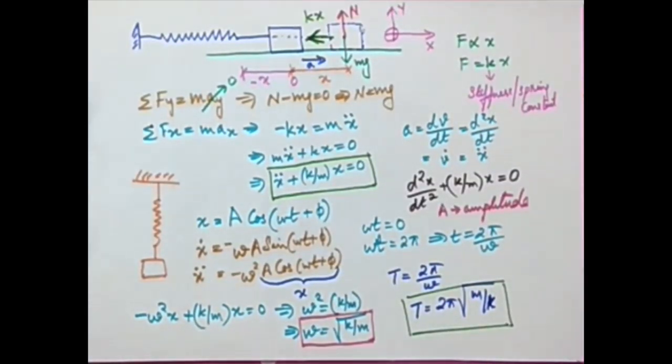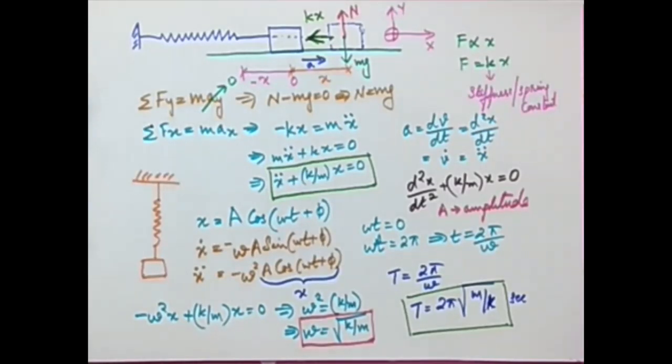And this is an expression which you cannot forget if you want to become an engineer. Throughout your life, you will require this particular expression. The time period is equal to 2 pi root m by k. And what is the unit of this? It's measured in seconds, okay, the unit of time.